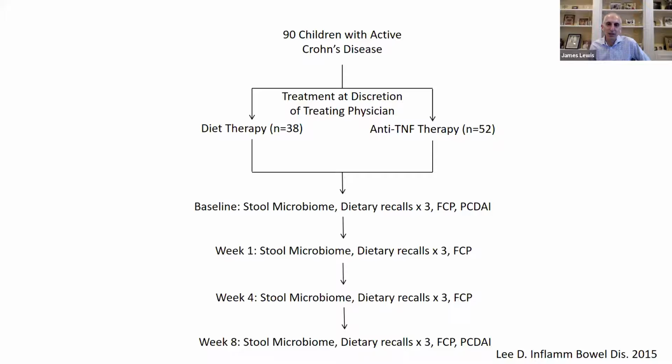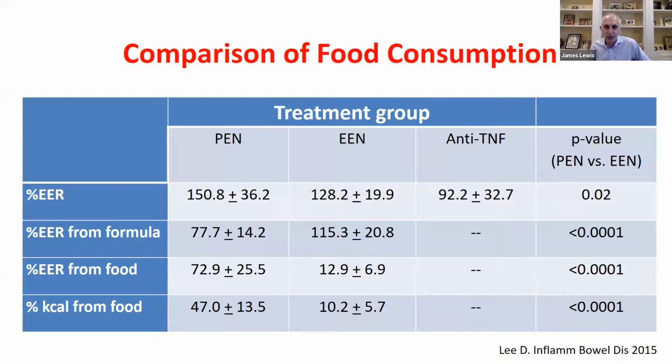And so here in this PLEASE study, we had 90 children with active Crohn's disease who were treated at the discretion of their treating physician. 38 of these were given nutrition therapy and 52 were given anti-TNF therapy. And we tracked their symptoms, their calprotectins, their diet, and we looked at the microbiome over the course of 8 weeks. In fact, we did this several times over the course of 8 weeks. We did this study in 3 sites.